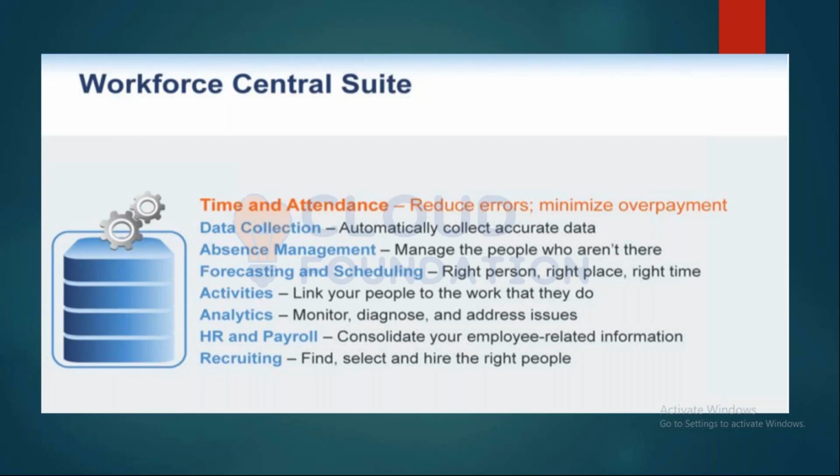The next is absence management. We just saw this. Forecasting and scheduling. Forecasting is going to predict how much labor or how many employees you need to do this job based on your previous trends. Activities is related to something called bidding. Like you can bid for a job in your company, an open shift or a schedule.